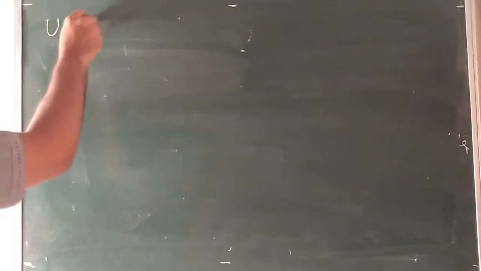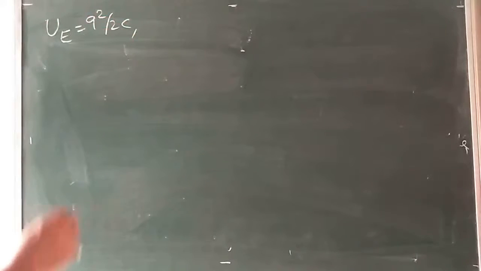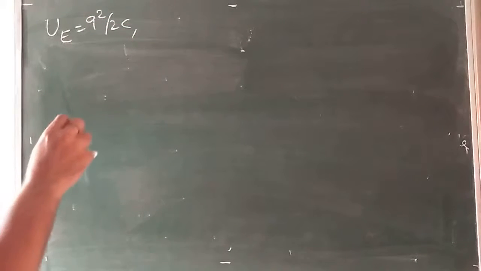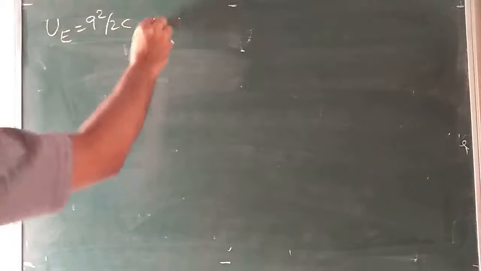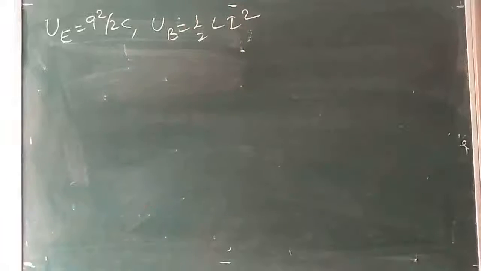The energy stored in a capacitor is Q square by 2C, and the energy stored in an inductance, that is called magnetic energy, UB, is equal to 1 by 2 Li square. Is it clear? Now we are drawing the eight-stage figure here.